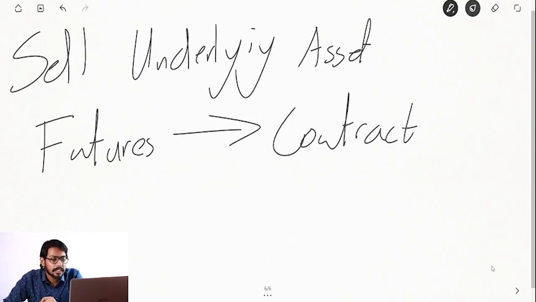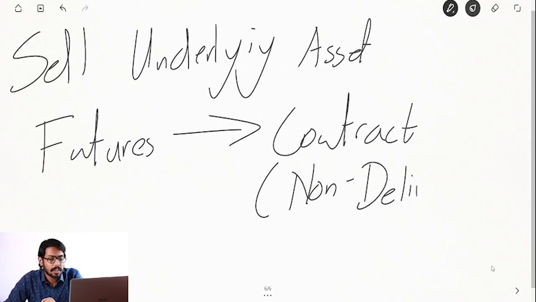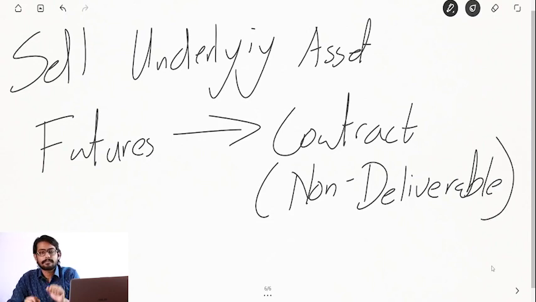What kind of contract is it? It is a contract on non-deliverable basis. Although recently, in the last year 2019, SEBI has updated its rule saying 25% of the futures have to be on deliverable basis. We'll deliberate on that later. For now, understand this way: futures are a contract on non-deliverable basis.